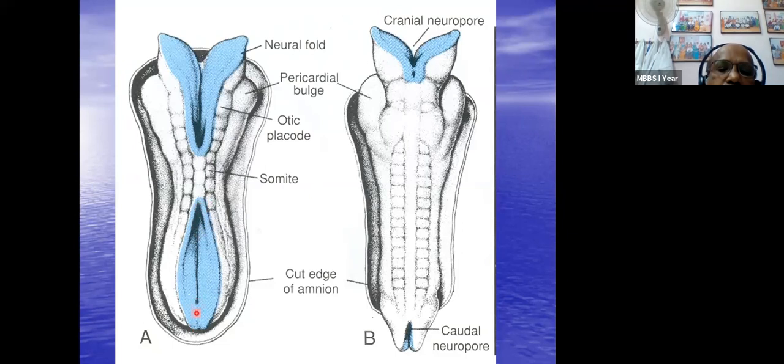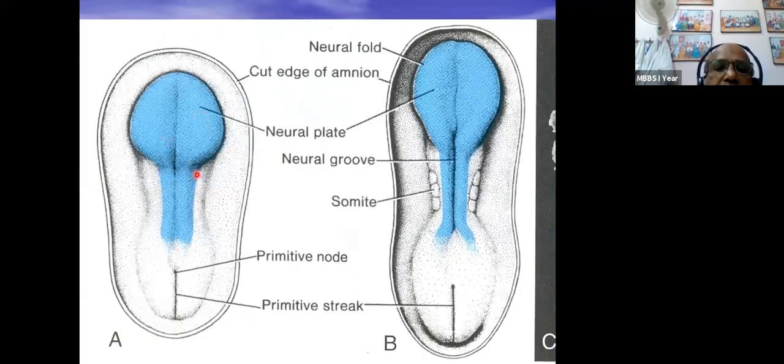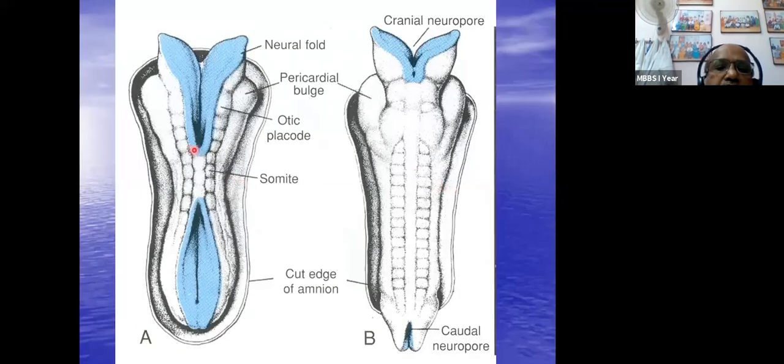Next, it comes down to the level of spinal cord. So that's where the fusion of the margins of the neural groove takes place to form the neural tube. Now clearly you are able to make out the thickening neural plate. This is the central depression, the neural groove. Now the neural tube is getting formed.